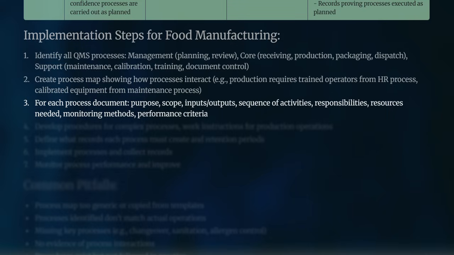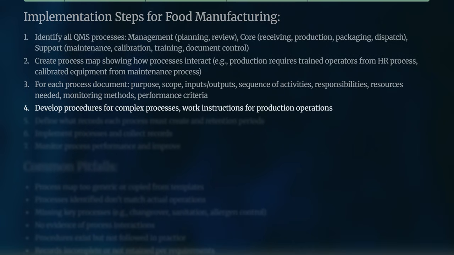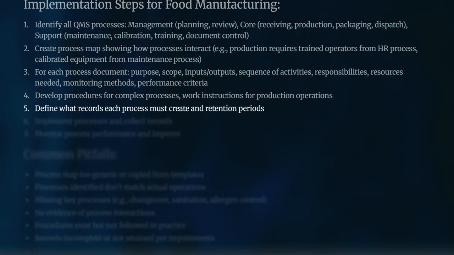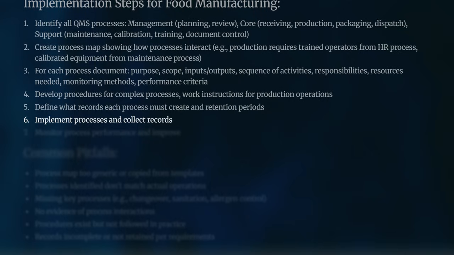The documents must include purpose, scope, input and output, sequence of activities, responsibilities, resources needed, monitoring methods, and performance criteria. Then you need to develop procedures for complex processes and work instructions for production operations. And then you need to define what records each process must create and the retention period for the records, and implement the processes, collect records, and then monitor process performance and improve accordingly.